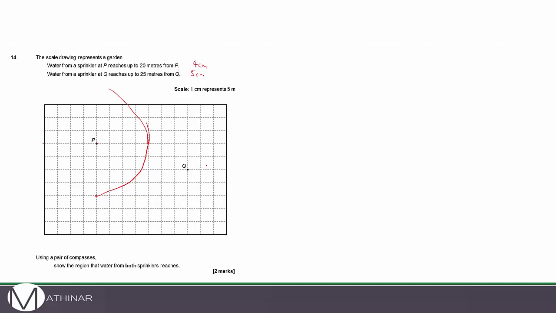And then the sprinkler reaches 5 centimeters from Q. So Q is here, so we need to reach 5 centimeters in each direction. Okay, and we get our compass and we try to do that. Hopefully with the compass you'll do a lot better than I have. Show the region that water from both sprinklers can reach. So that's just this overlap area here. Okay, so just make sure you shade that in your diagram. And make sure you use a pair of compasses.